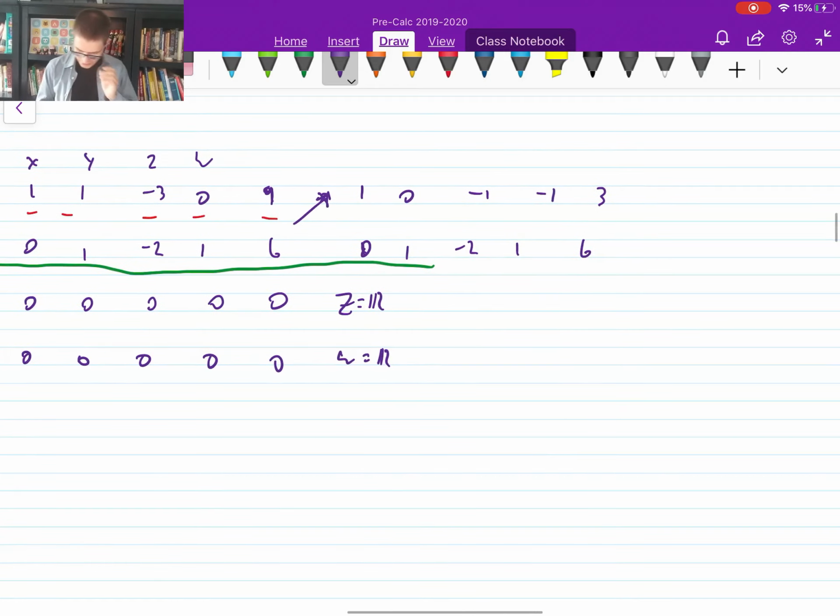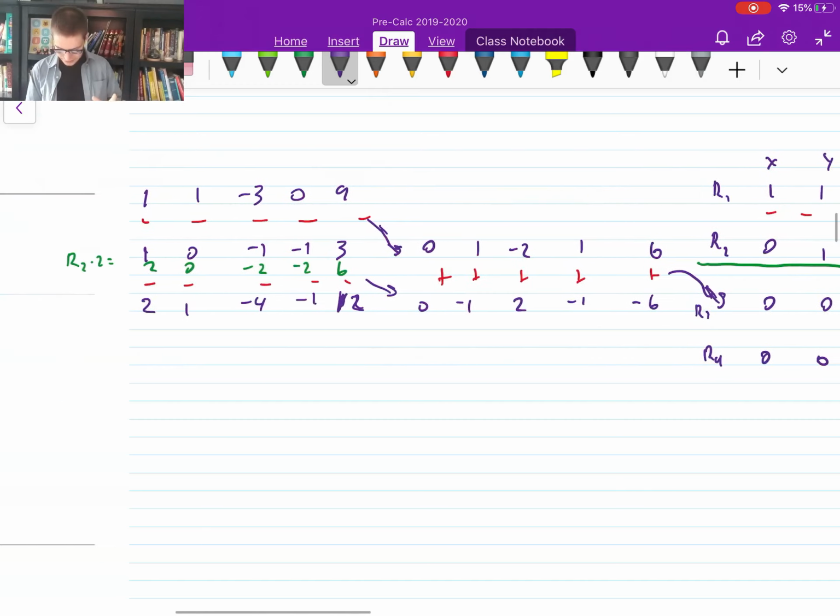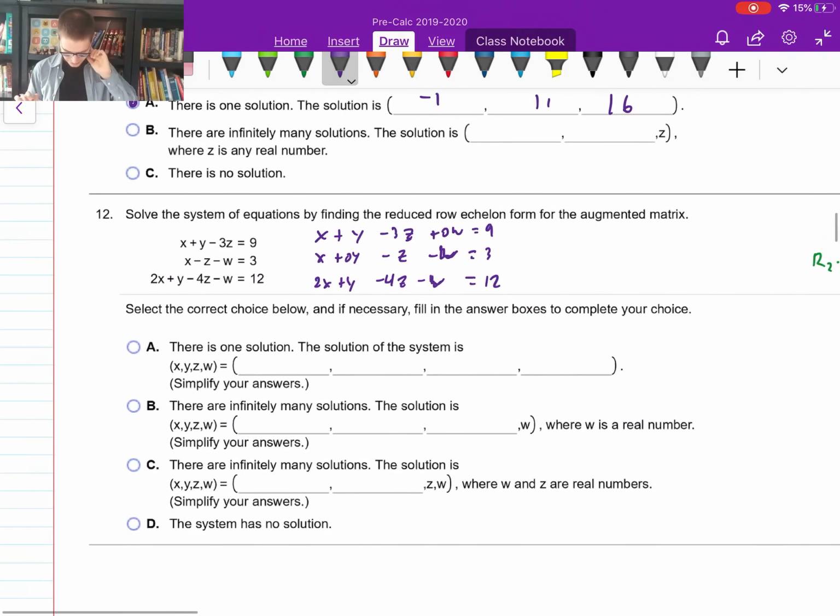So we can't do any more with z and w. But if we want to try to solve this, let's see what it's asking for. Oh, yeah, so it looks like there are options here. We can say there's one solution, there are infinitely many solutions, or there's no solution. So we know it's either B or C.